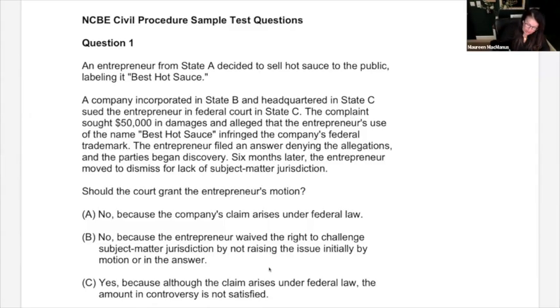So here, should the court grant the entrepreneur's motion? Okay, so the entrepreneur filed the motion. Whenever they say this in the call of the question, I want to look at what is the type of motion that was filed. Usually if you look directly above the call of the question, it'll tell you. So right here, it says they move to dismiss for lack of subject matter jurisdiction. Okay, so they filed a motion to dismiss for lack of SMJ. All right, so we need to know, is there SMJ? I know my rules, there's federal question or there's diversity.